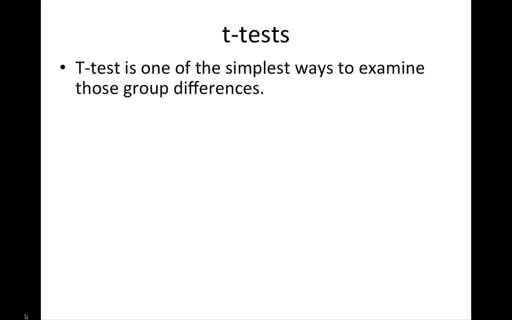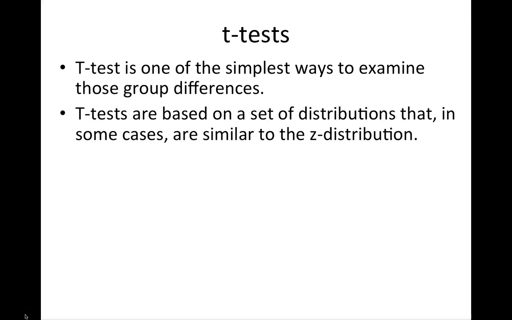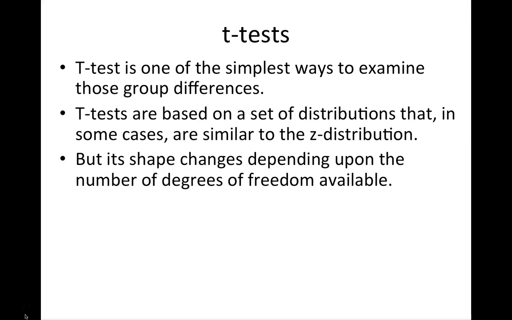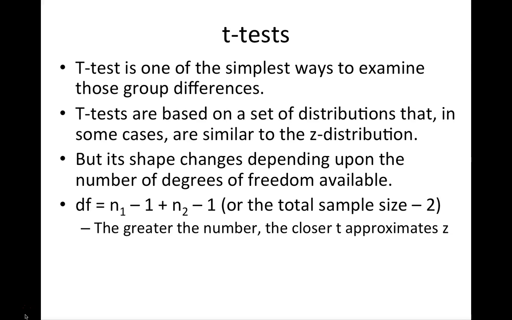So t-tests are one of the simplest ways to examine these group differences. T-tests are based on a set of distributions that in some cases are similar to the Z distribution, which we talked a little bit about in lectures and which you read about extensively in your texts. The shape of the t distributions changes depending on the number of degrees of freedom available. So the z distribution is a single distribution that we look at. The t-tests are a set of distributions that change shape according to the degrees of freedom. We'll come back to degrees of freedom in a second.